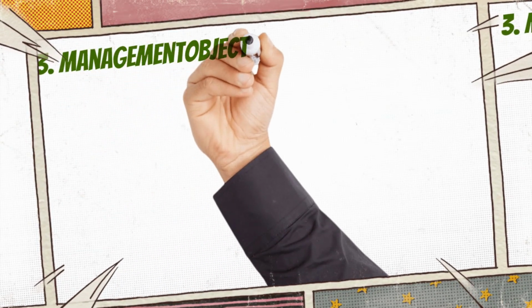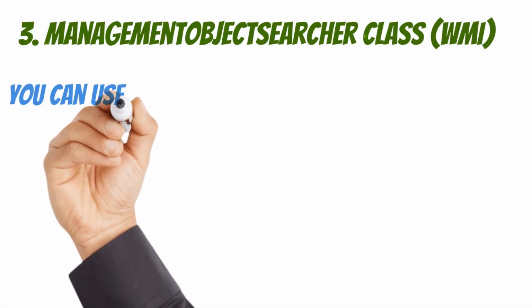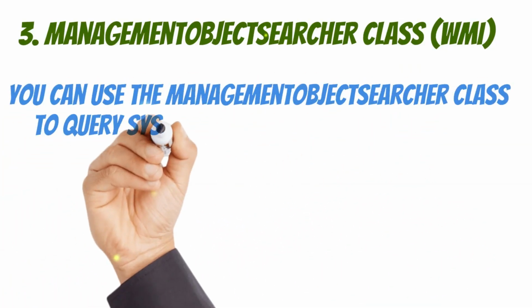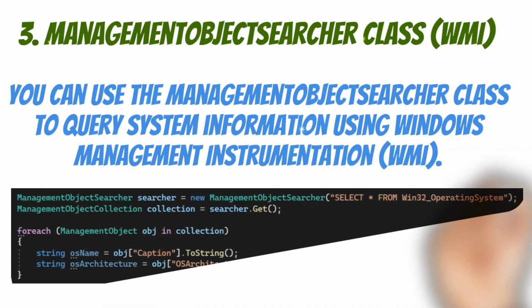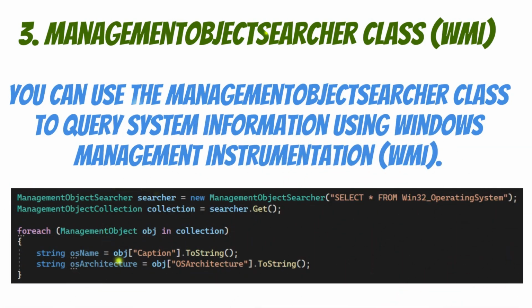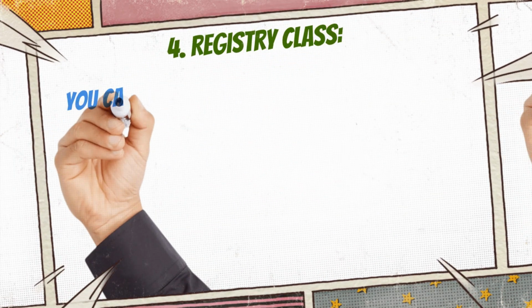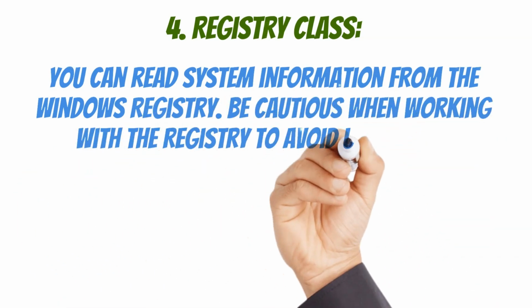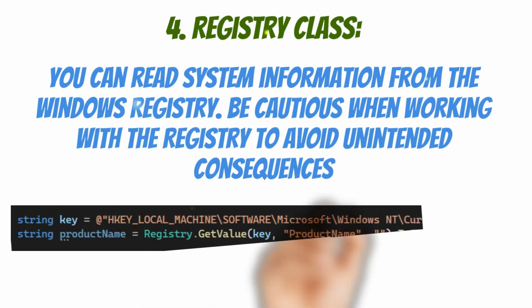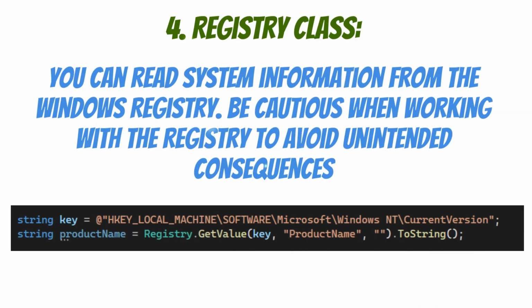3. ManagementObjectSearcher class, WMI. You can use the ManagementObjectSearcher class to query system information using Windows Management Instrumentation, WMI. 4. Registry class. You can read system information from the Windows registry. Be cautious when working with the registry to avoid unintended consequences.